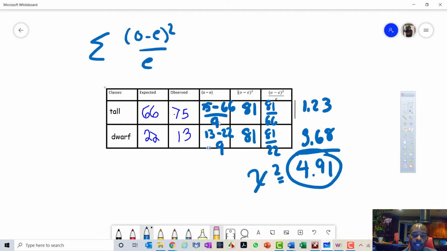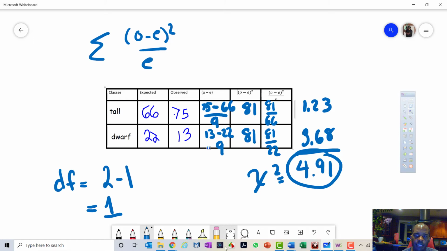So I'm going to compare that value. Now there's one last determination you need to know, and that is something called the degrees of freedom. The degrees of freedom, which I'm going to call df for short, is equal to the number of choices minus 1, or number of classes minus 1. So I have a tall class and a dwarf class. So it's 2 classes minus 1. So my degrees of freedom is 1.